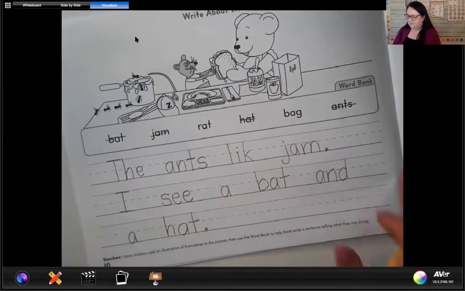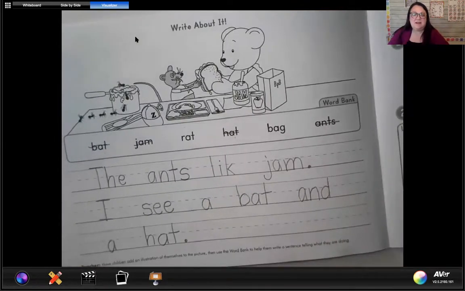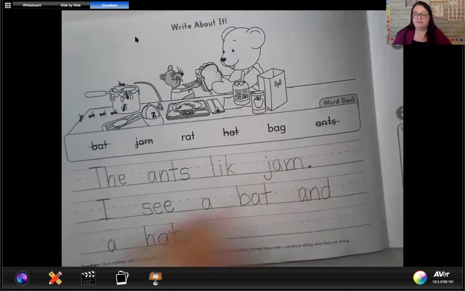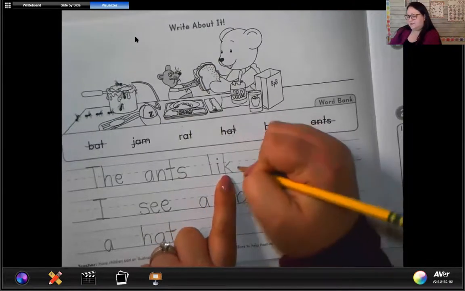All right. Well, my goodness, we did some sentences there. Now, your sentences might look different than mine. You might decide to do sentences using rat or bag or some of the other words. So it's kind of up to you how you want to do yours. But this is how I did mine. And you can do your sentences just like Mrs. R.